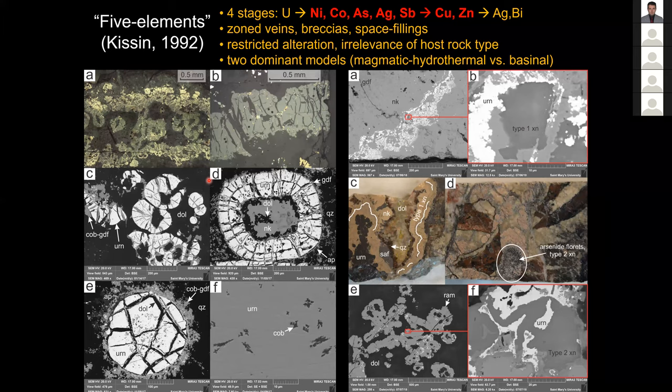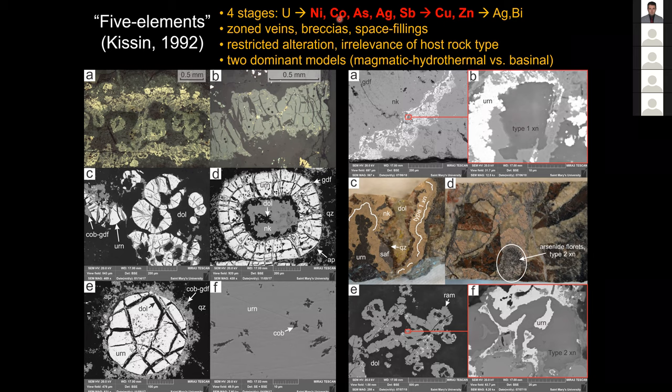They tend to start with, in some cases, not all, with a uranium stage. And then a common stage to all deposits is this productive silver, sulfarsenide, arsenide stage involving nickel and cobalt and antimony as well. And then a base metal stage. And then in many instances, a late remobilization of silver and bismuth. The deposits occur as zoned veins, breccias, space fillings. They tend to have very restricted alteration. And they seem to not really care about host rock type. They utilize boundaries between lithologies, areas of structural discontinuity.